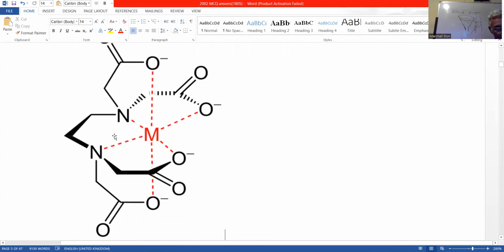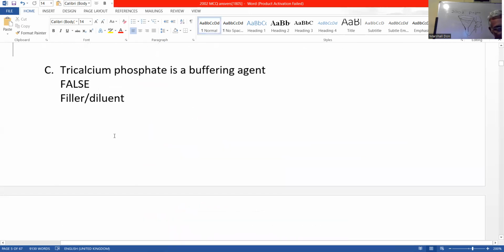Okay. Part C. Tricalcium phosphate is a buffering agent, false. That is a filler, diluent. Filler means you use it to increase the size of the tablet. So it is a diluent. It has no pharmaceutical action.